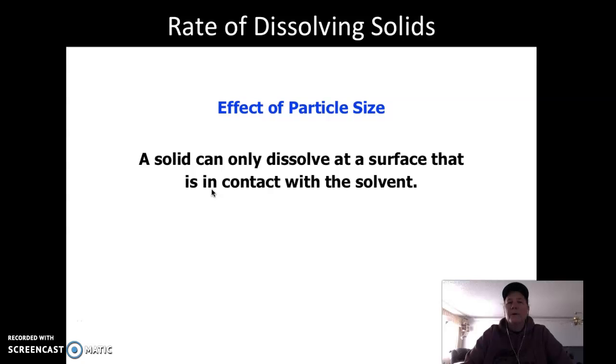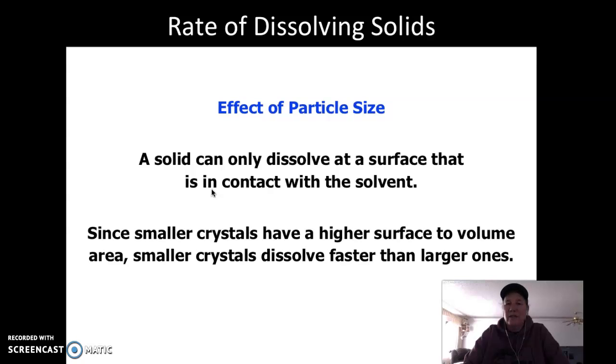When you're looking at dissolving solids, the particle size makes a difference. Obviously, the bigger the particle, the harder it is to dissolve. So when we have big particles, we try to smash them into smaller particles. If we can make them smaller, they'll dissolve faster, and that's called making it a higher surface to volume ratio. In other words, there's going to be more contact because you've crushed it down into smaller pieces.